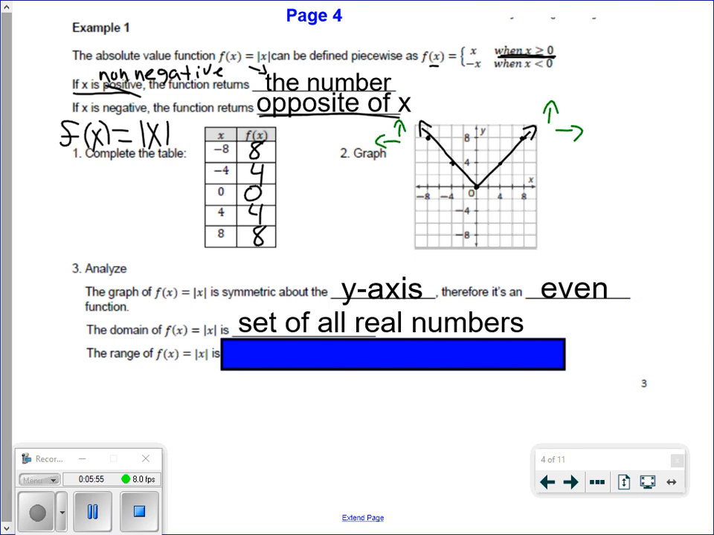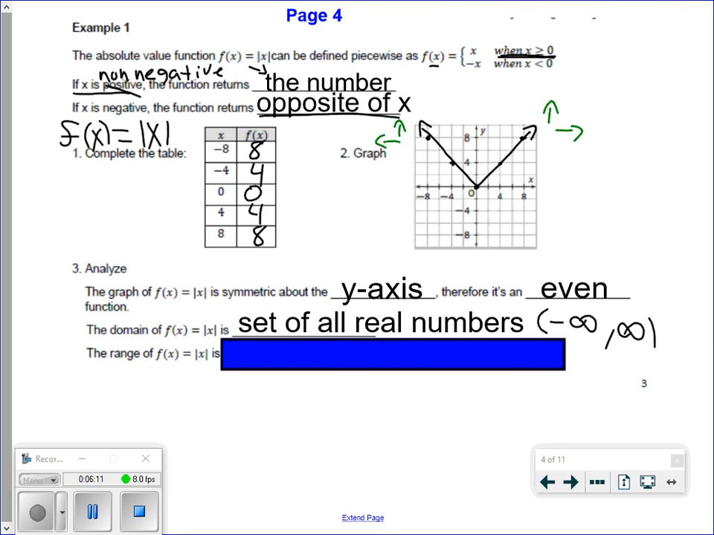So instead of real numbers, you could also say from negative infinity to positive infinity. It means the exact same thing. However you want to think about it, however you want to write it, it's okay. But that's what it is: the set of all real numbers, or from negative infinity to positive infinity.